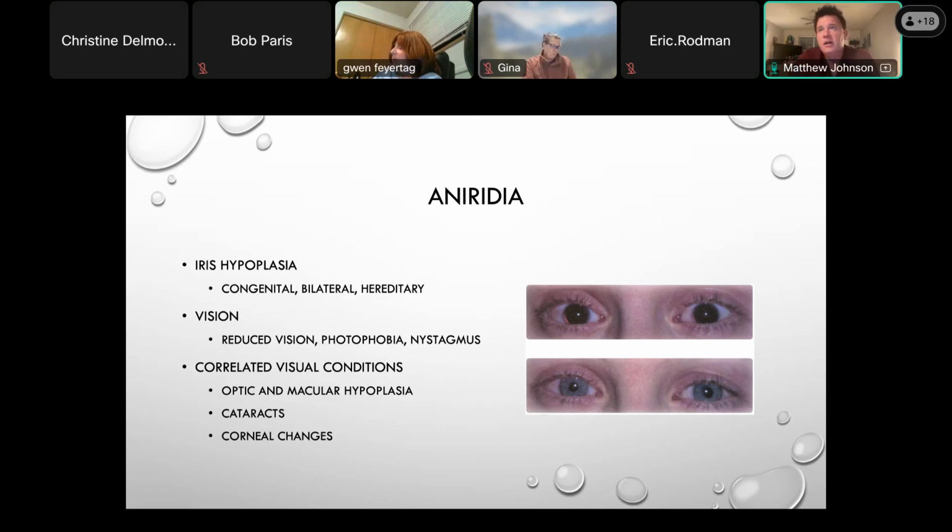There are different ways to manage it. I did have a client that went through and had a lens exchange. They had cataracts, and the lens that they had implanted actually had an artificial iris painted on it to kind of help them out with some light sensitivity.